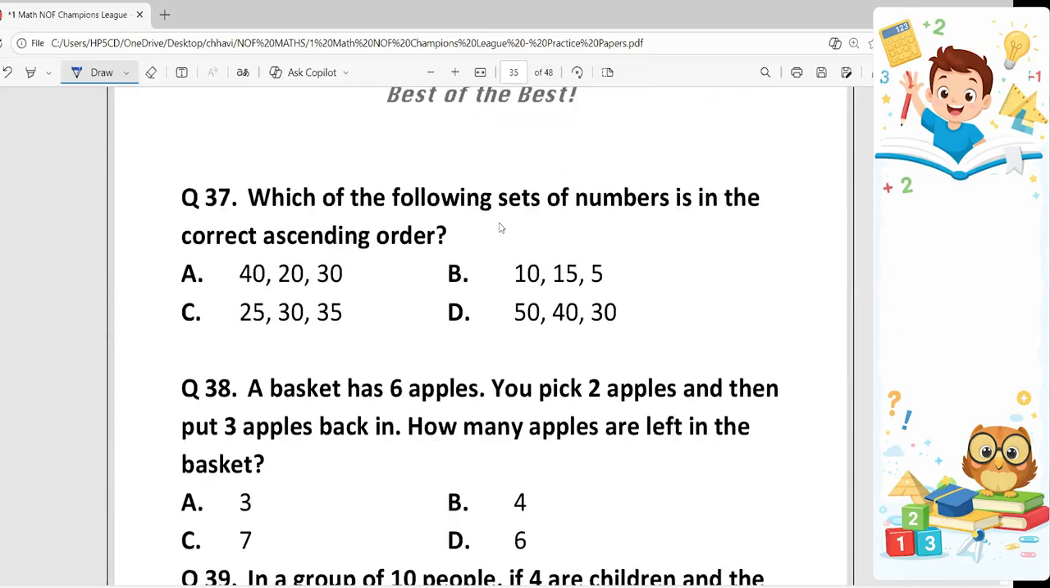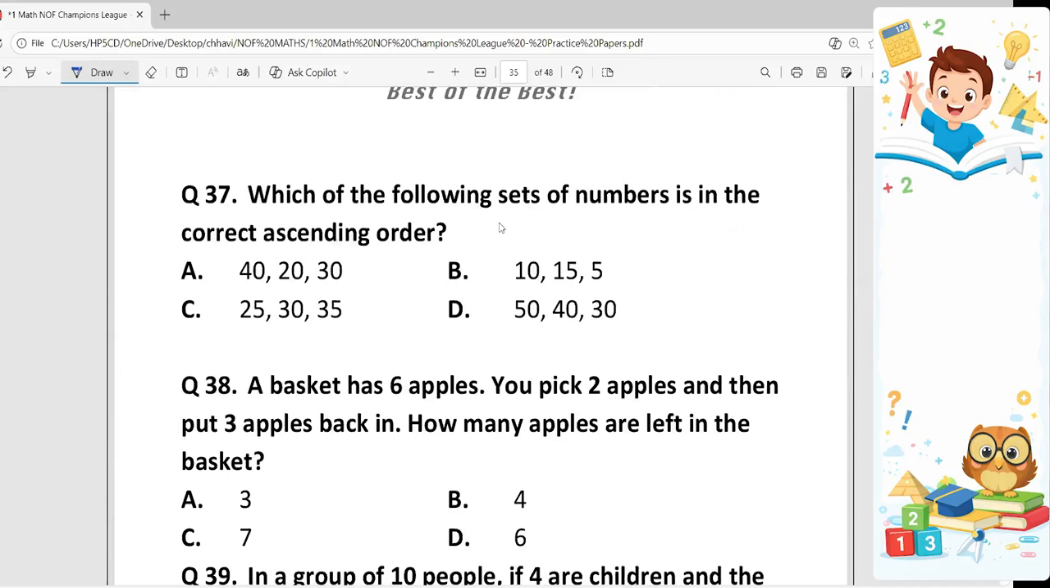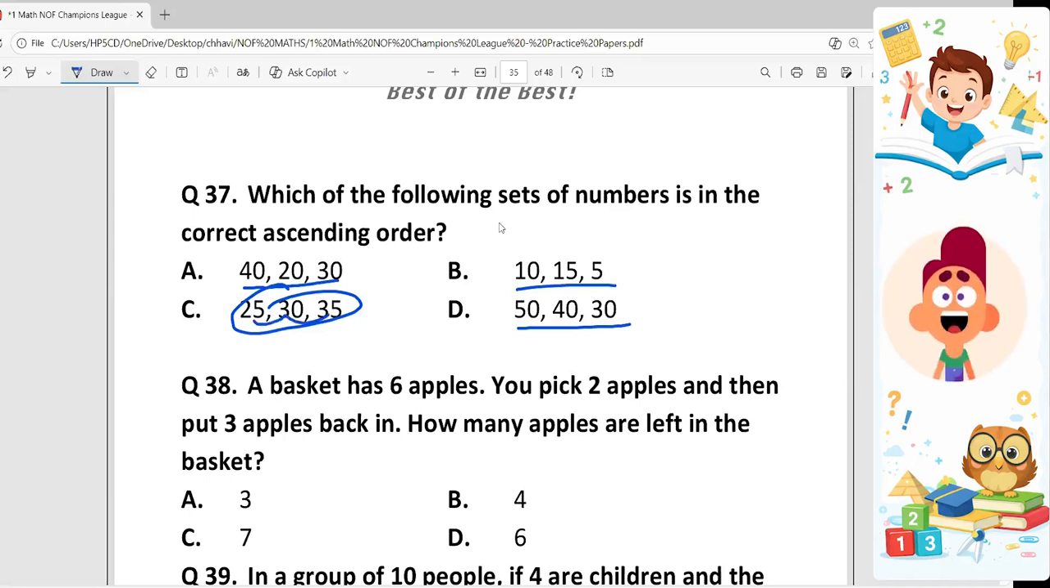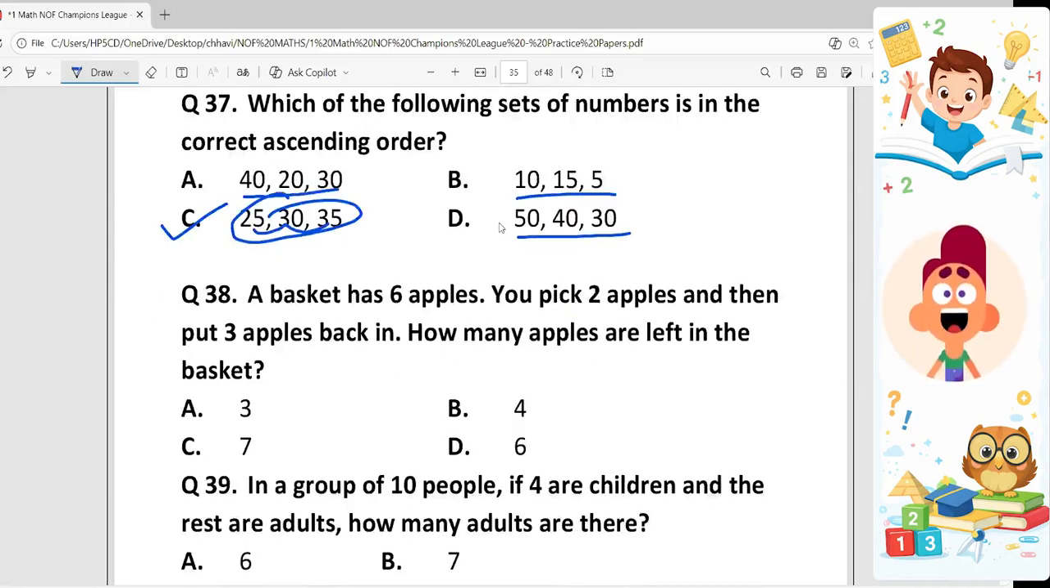37th. Which of the following sets of numbers is in the correct ascending order? Ascending order means which goes from smaller to the bigger number. So this is not the correct one. Even this is not correct. And this is also not correct. Correct one is this. 25, then bigger number 30, then bigger number 35. So option C is the correct one.